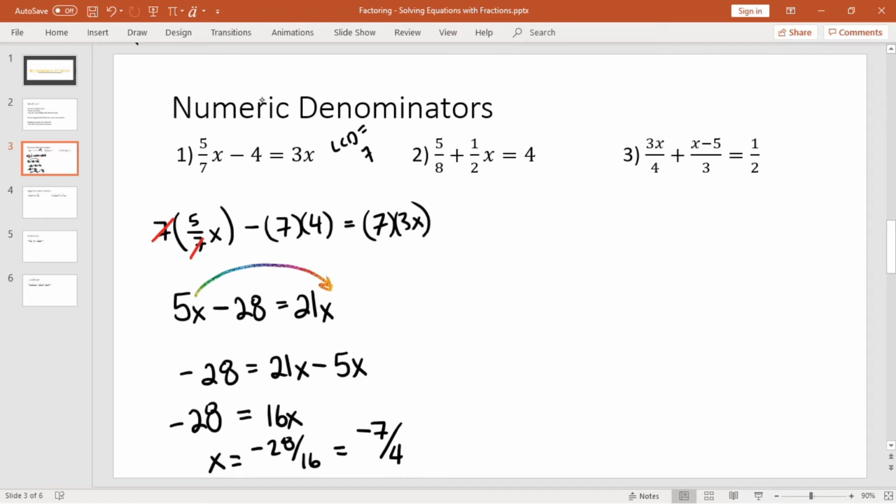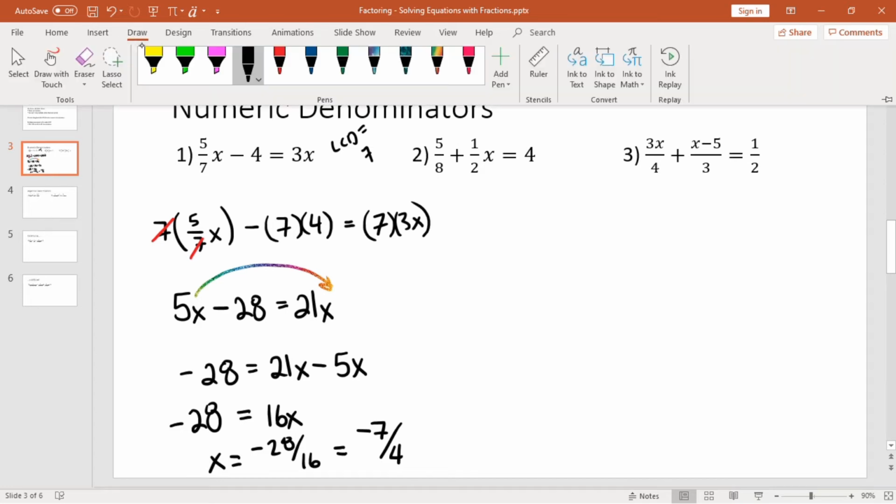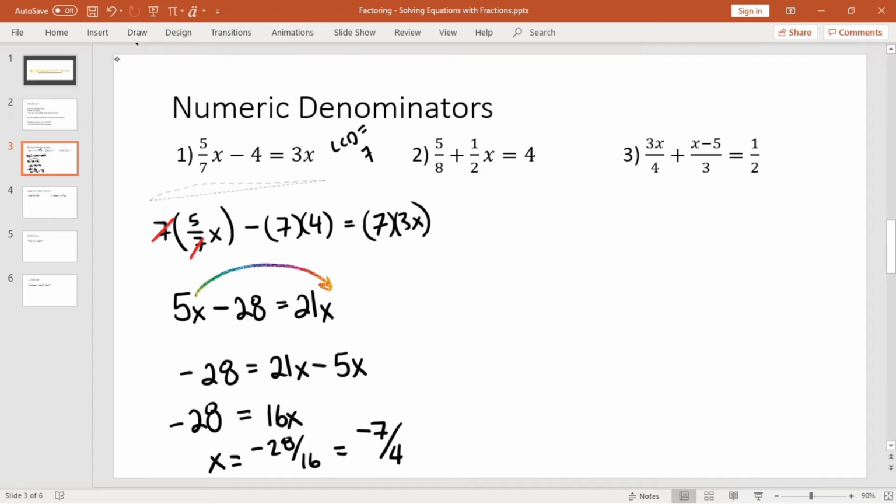Okay, looking at number 2, and I'm actually going to just resize this and get it out of my way.